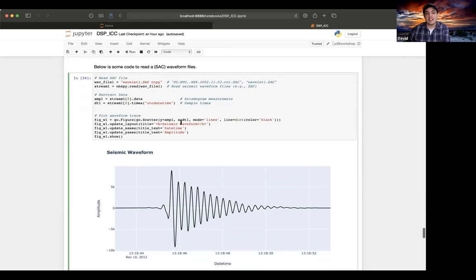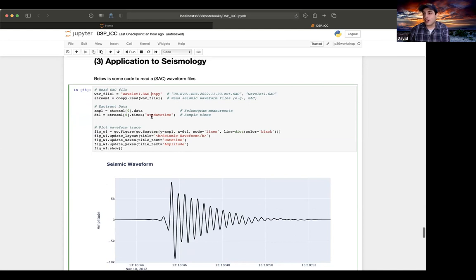And then you should be able to see this. This is just an example of us reading a SAC file. We're not going to get too much into that, but it's a format in which we save waveform files in seismology. It contains information about earthquakes and other vibrations that we record at seismic stations. This is how we can use ObsPy to read it. It's a very powerful package in Python, and I strongly recommend that you check it out if you decide to go deep into the DSP seismology side of things. It's a very convenient package to use.